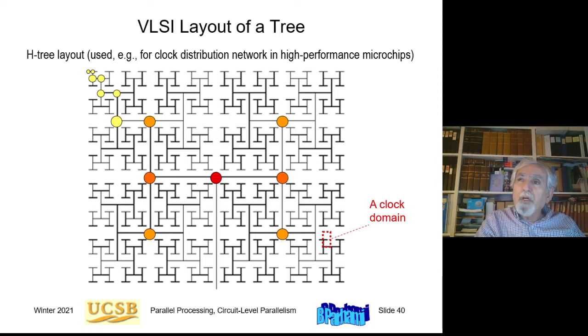Therefore, we won't have much clock skew, which can generate problems. Okay, so the same idea for laying out clock trees can be used for laying out an arbitrary tree architecture on a two-dimensional chip.